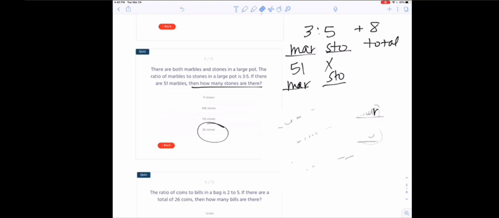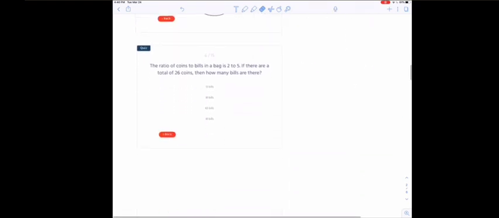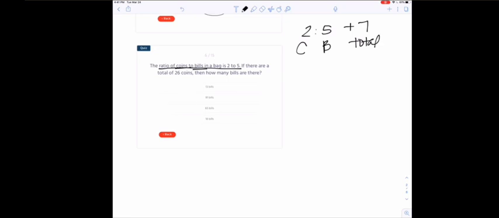Okay, awesome. Now that we've done that, let's take a look at number 6 together. It says, the ratio of coins to bills in a bag is 2 to 5. If there are a total of 26 coins, then how many bills are there? So ratio 2 to 5. Coins is the first one. Bills is the second one. I'm going to add them up just in case to get my total.